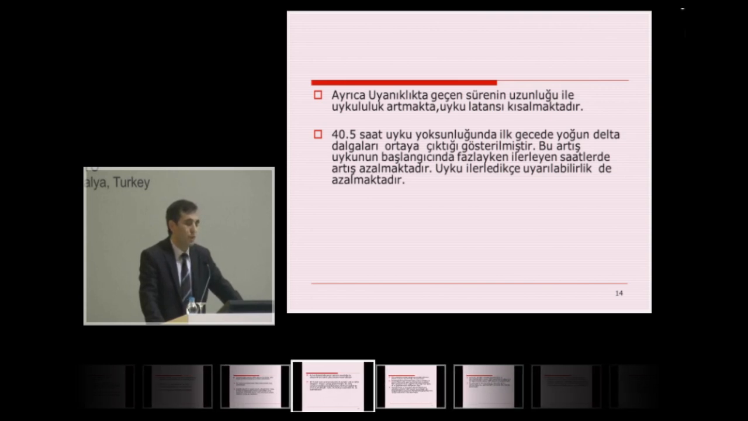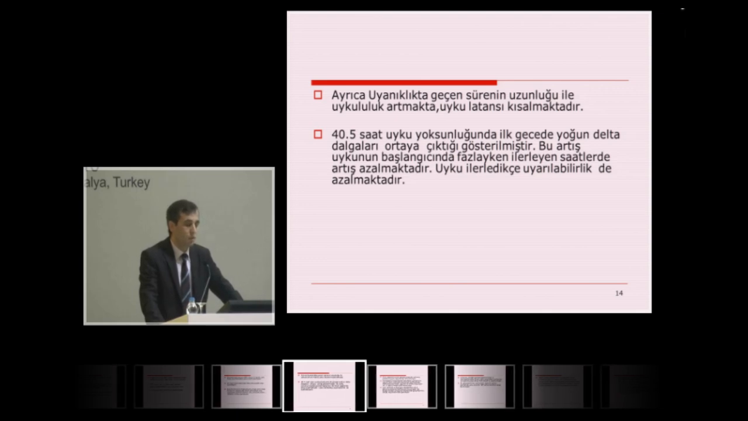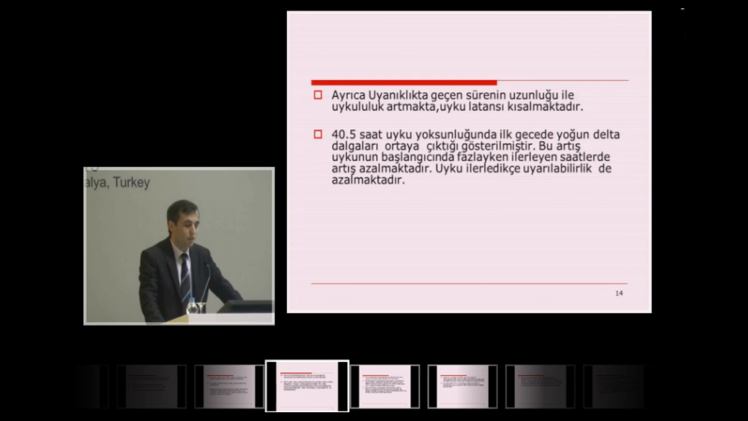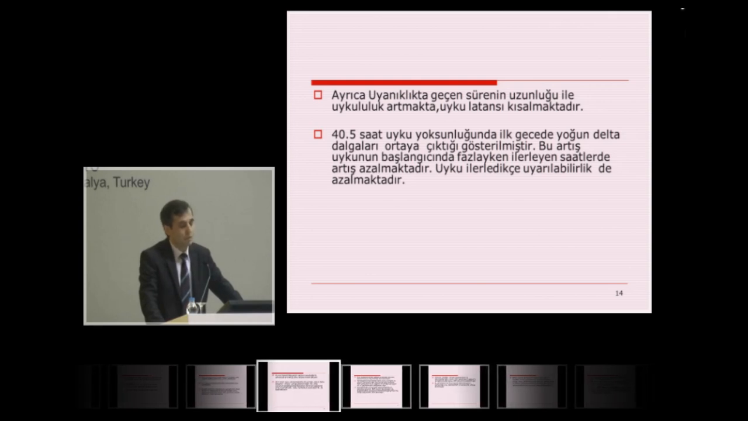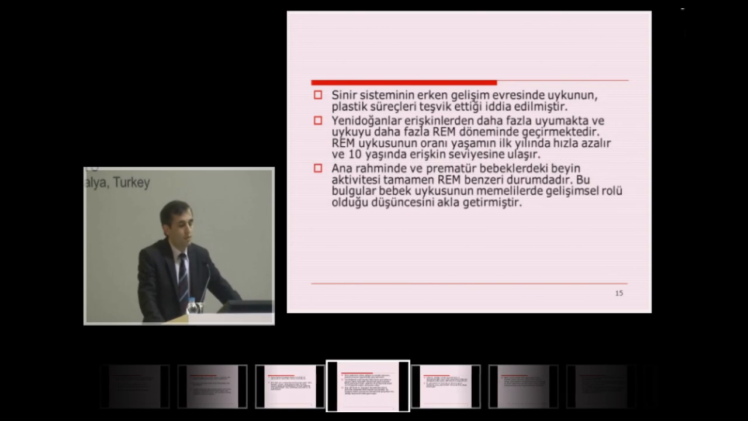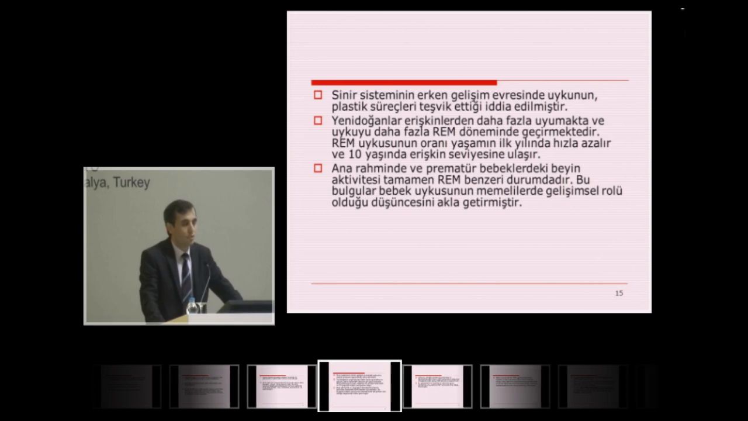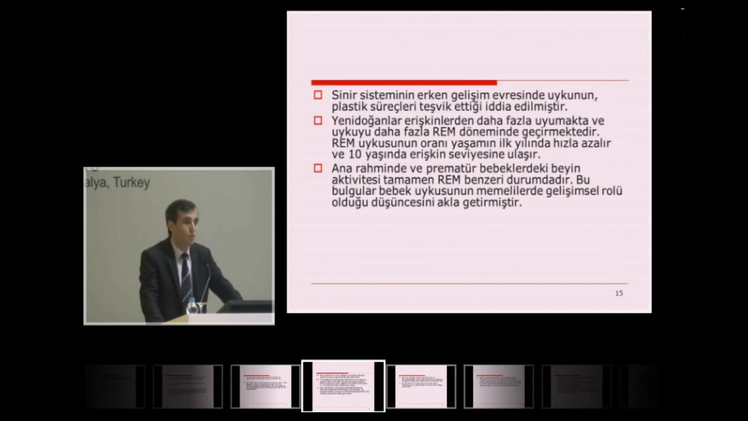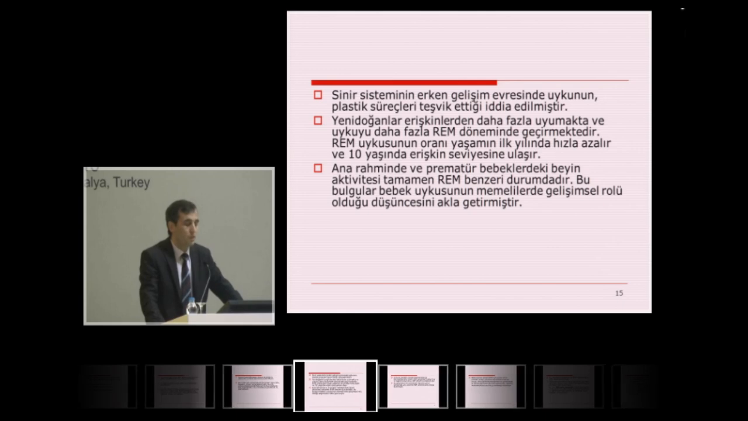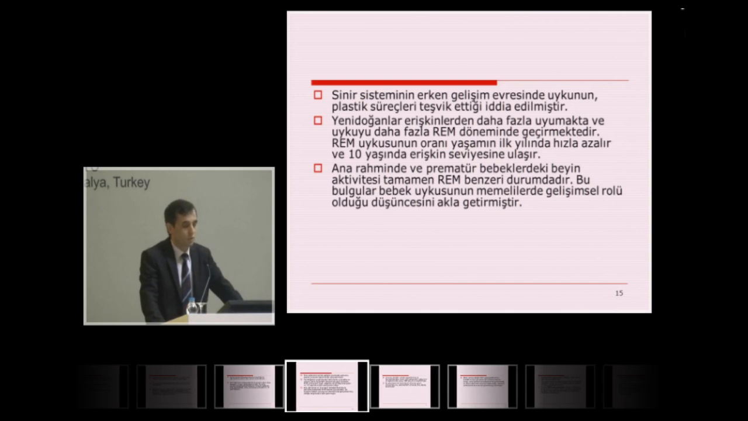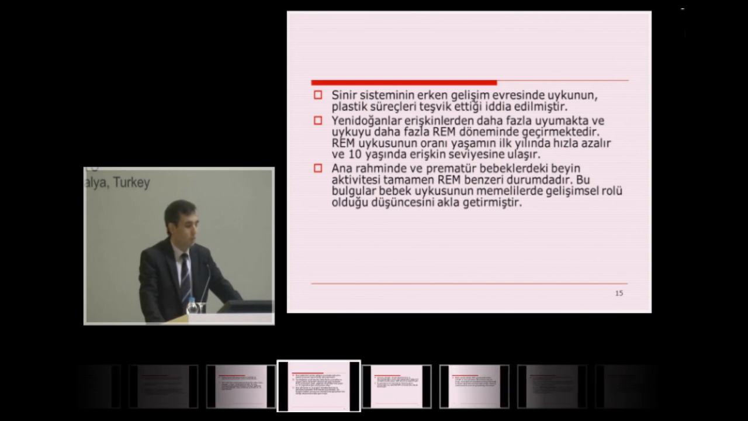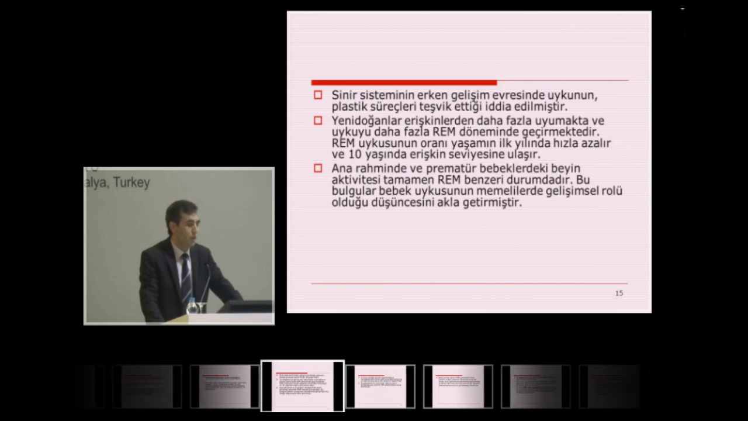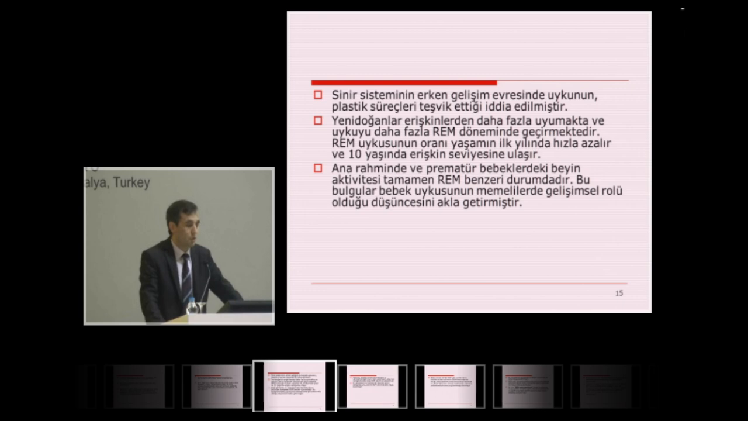There was a study that showed that after 40 hours of sleep abstinence, the first time that you sleep, there are intensive delta waves increasing. When the nervous system develops at an early phase, sleep is encouraged by plastic processes for newborns, and they sleep more, and at the age of 10, REM sleep reaches the duration of an adult. Intrauterine and premature babies have a brain activity completely like REM stage.